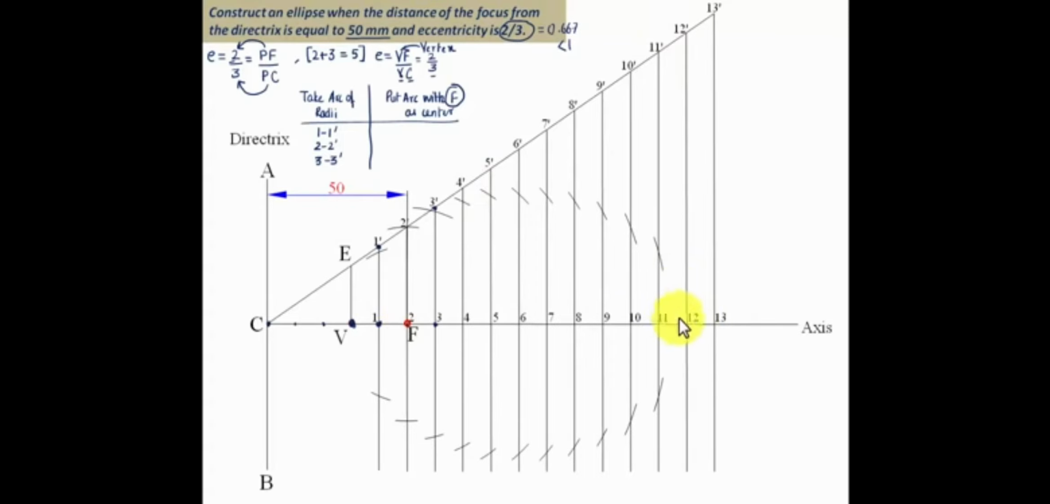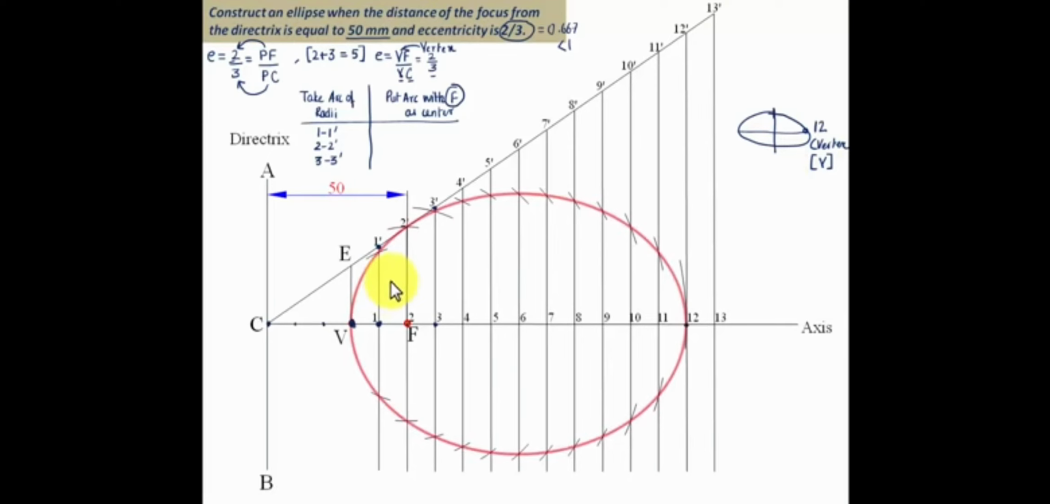Now we have 12 points, right? That is not an issue. Take 12 to 12 dash and keep F as the center. Cut the 12th point. It will cut the axis point itself. Now, here is the ellipse, which for my convenience we draw to the side. This is the ellipse. Here the vertex is on this left-hand side, and on the right-hand side the 12th point is also a vertex.